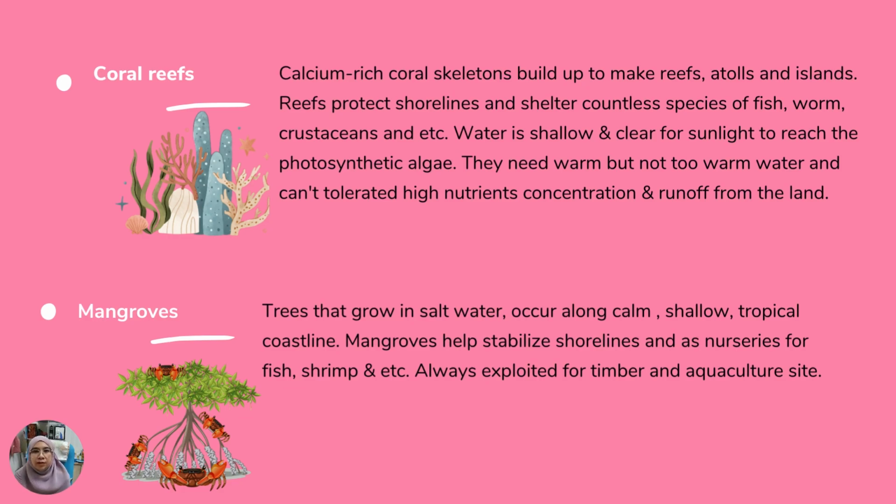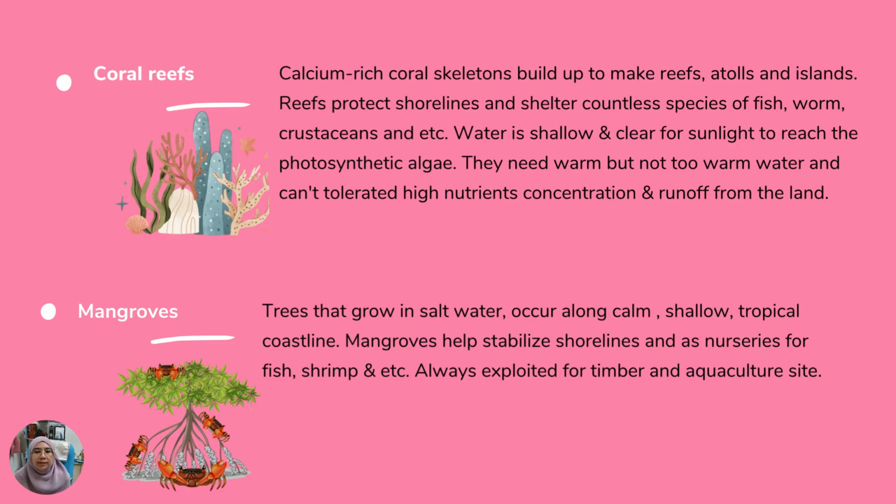Meanwhile, the coral reef ecosystem is built on a calcium-rich coral skeleton. The reef protects the shorelines and shelters many species of fish, worms, crustaceans, and others. The water is shallow and clear for sunlight to reach the photosynthetic algae. It needs warm water, but not too warm, and it also cannot tolerate high nutrient concentrations and runoff from the land.